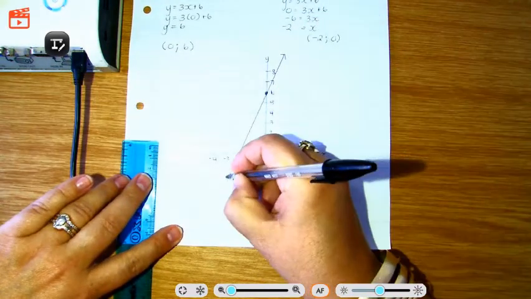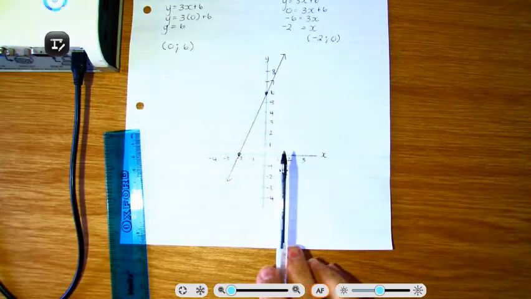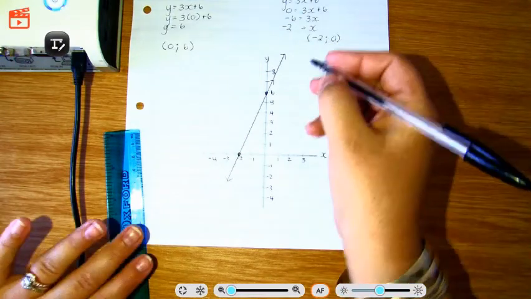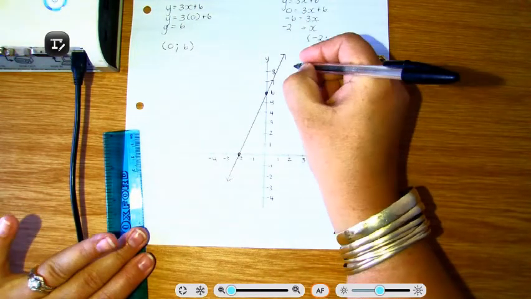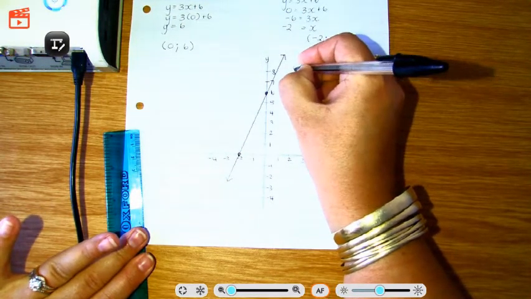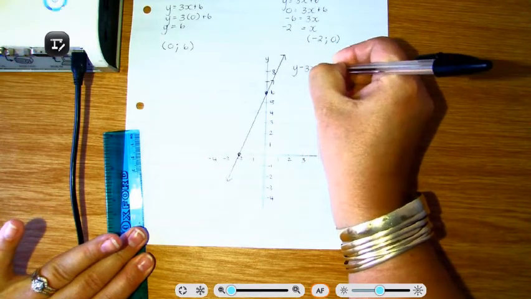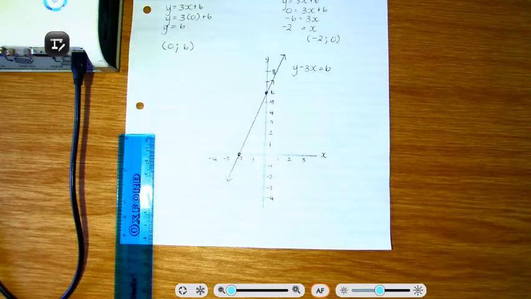Now you can double check the shape of your graph. Is it positive like it should be? Yes, it is. And I'm going to just label it over here. I'm going to say y minus 3x is equal to 6. And that is the label for my graph.